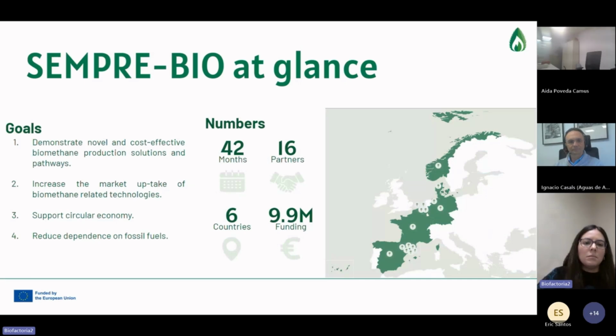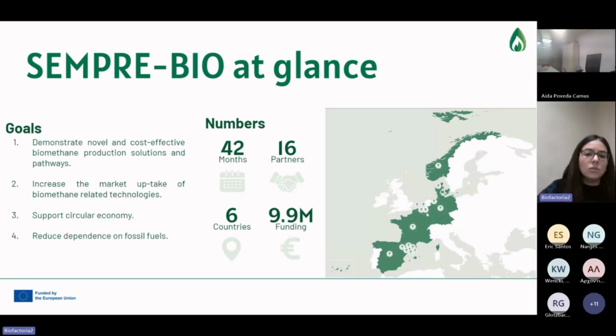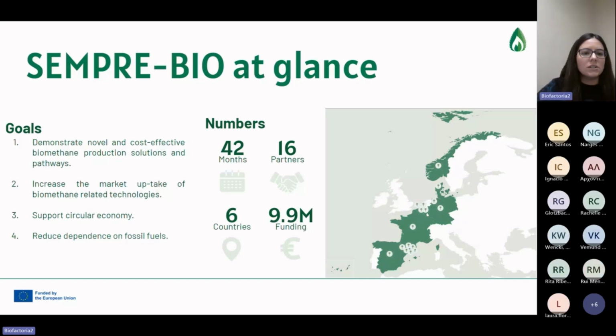Sempre Bio is a 9.9 million euros project funded by the European Union under the Horizon Europe program. It is a 42-month project that started in November of 2022 and will end in April of 2026. It is made up of 6 countries: Spain, France, Belgium, Germany, Denmark and Norway, and is integrated by existing partners with different expertise, such as research centers, universities, the industry, end users, a farm, and a consulting agency also, of which Setaqua is the project coordinator.